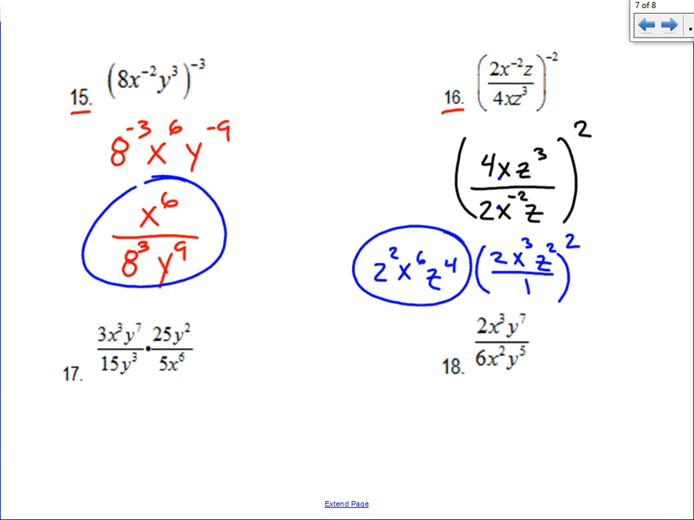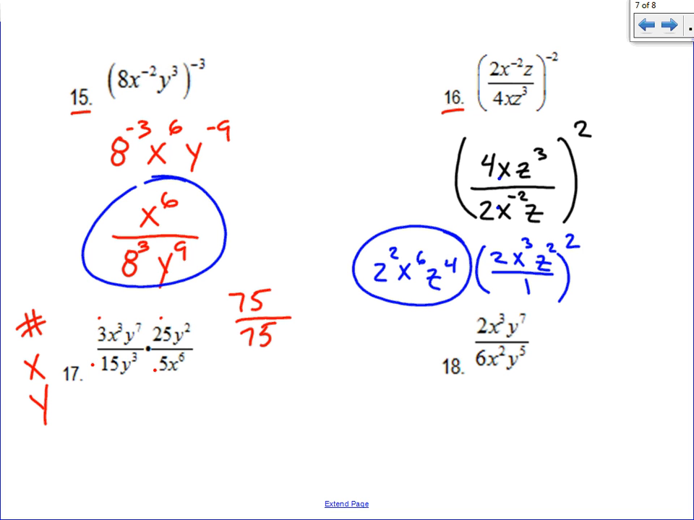All right, in problem 17, I'm going to look again at my numbers first. Then I'm going to look at my x's. Then I'm going to look at my y's. So the numbers, I see I have 3 times 25. That would make 75. In the denominator, I have 15 times 5, which is also 75. So that's going to reduce to 1, and my final answer won't have any visible numbers in it.